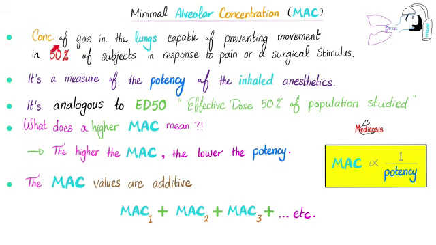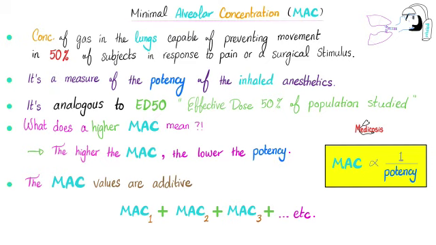I do not just want 50% of my patients to be unconscious. I want 99.999% of them to be unconscious, but this is just the minimum. And of course, this is a measure of the potency of the inhaled anesthetic. It is analogous, it is synonymous to ED50. What the flip is that? The effective dose 50, which means the effective dose in 50% of the population studied.